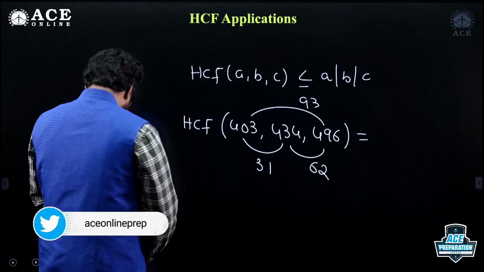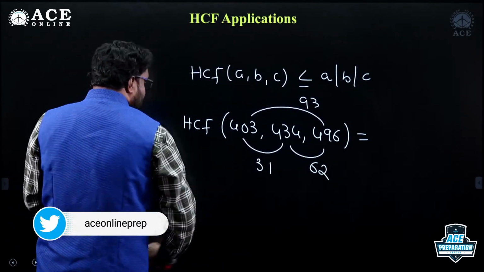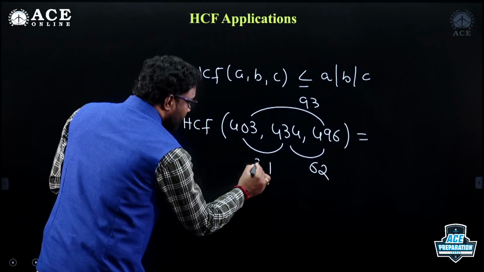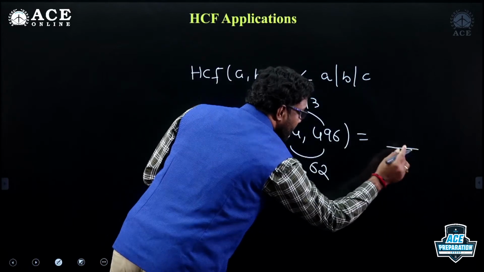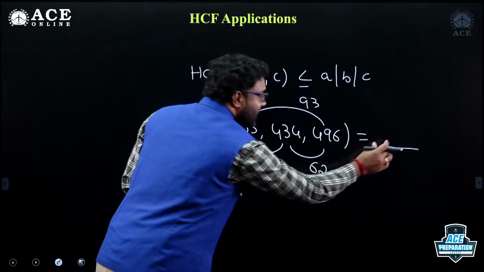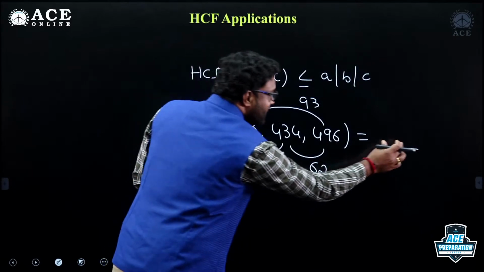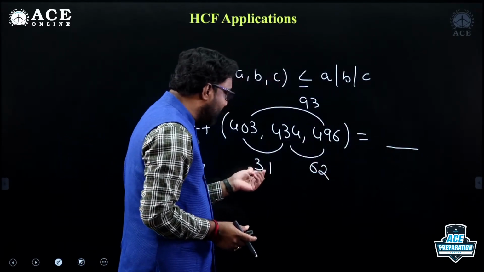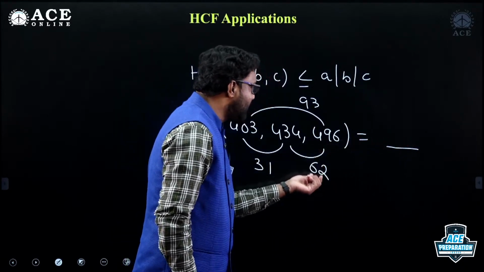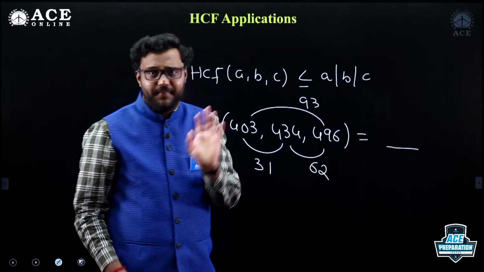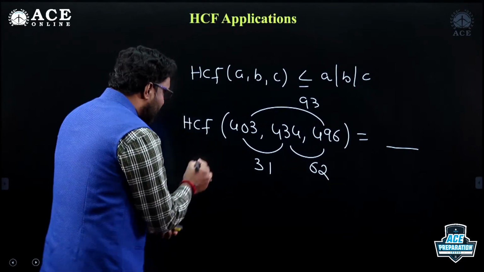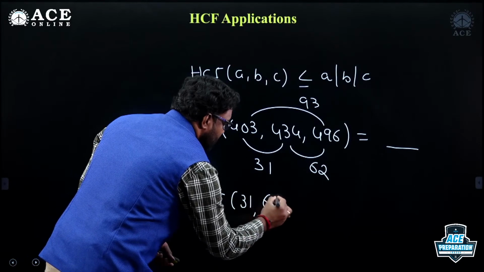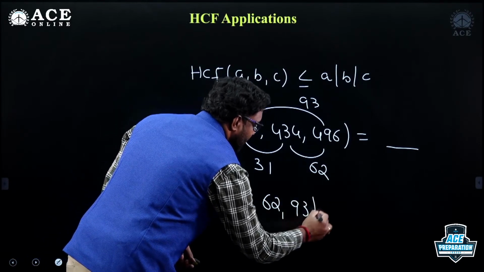See this point, my dear friends: whatever HCF answer you are getting must and should divide these differences also. This answer should divide 31. This answer should divide 62. This answer must and should divide 93 as well. Your answer should divide 31, your answer should divide 62, your answer should divide 93, mandatory. And yes, you can take the HCF of the differences 31, 62 and 93, which is 31.